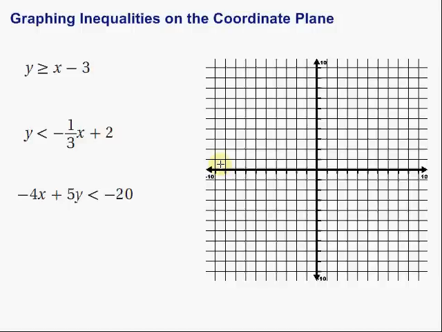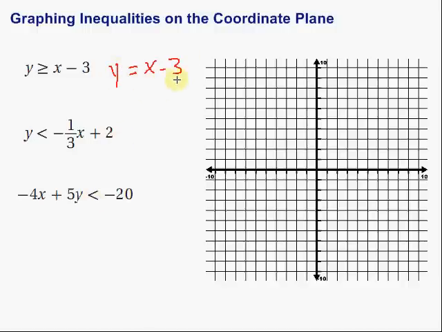In this video, we're going to take a look at graphing inequalities on the coordinate plane. In this first example, we have y is greater than or equal to x minus 3. Remember, when we're graphing inequalities, we graph the equation y equals x minus 3, and that is our boundary. That will divide the coordinate plane into two pieces, one of which we'll shade because that represents the values that work in our inequality. So let's start by graphing the boundary line in this case.